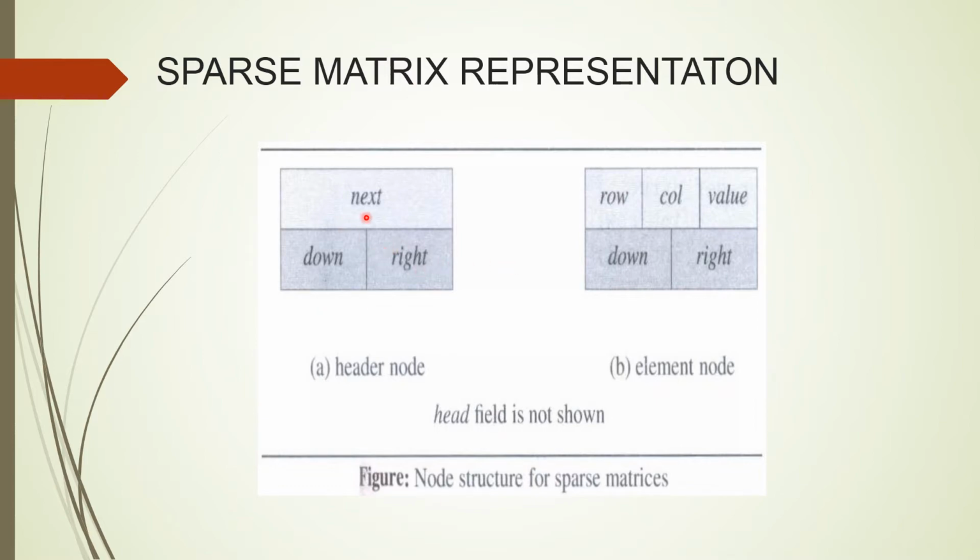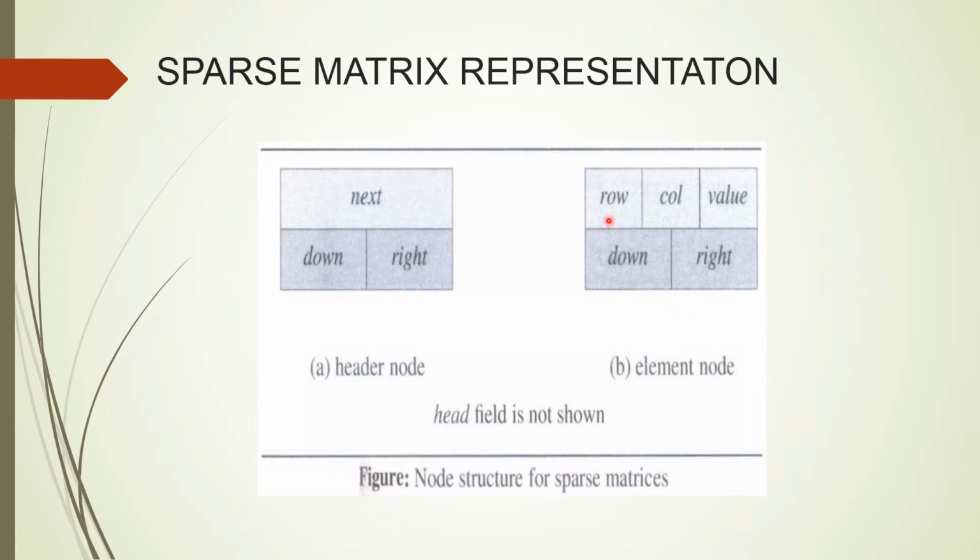This is very important. Next field is used to link all the header nodes together. Down field is used for pointing to the list in the column, and right field is always pointing to the list in the row. And the number of header nodes to represent the sparse matrix is equal to the maximum number of rows and columns.